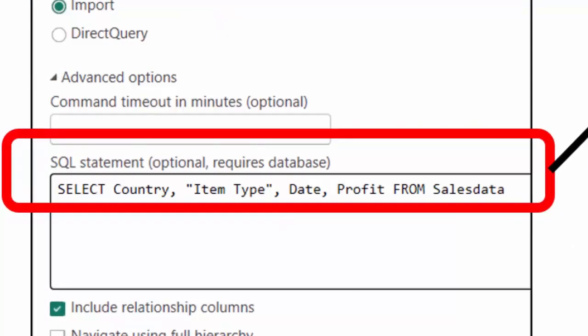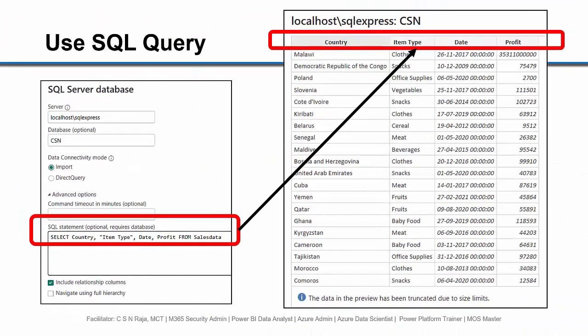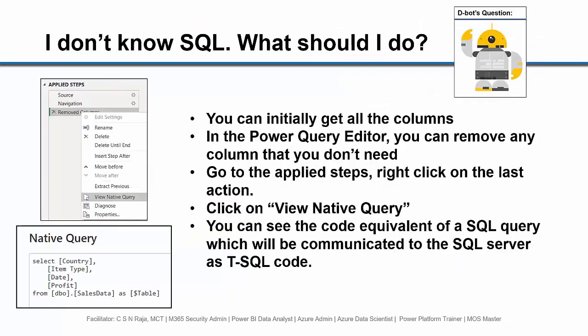While you are trying to get data from a SQL Server, you can write a SQL statement such as you see on the screen, a select statement, in which you can clearly define the columns that you want to bring from a particular table. You may now ask me another question. I don't know SQL. What should I do? You can initially get all the columns. In the Power Query editor, you can remove any column that you don't need. Go to the applied steps, right click on the last action, click on View Native Query, and then you can see the code equivalent of a SQL query.